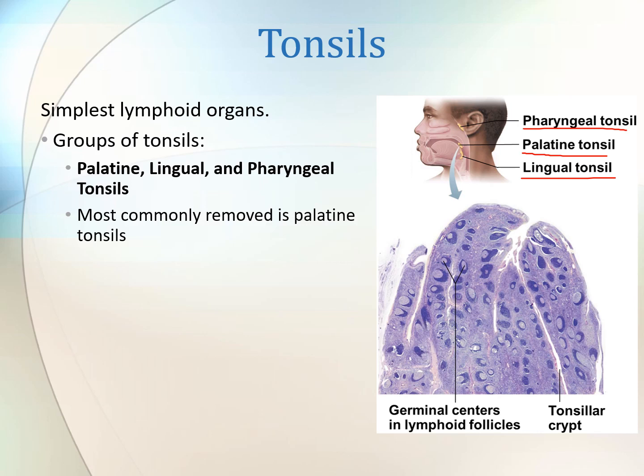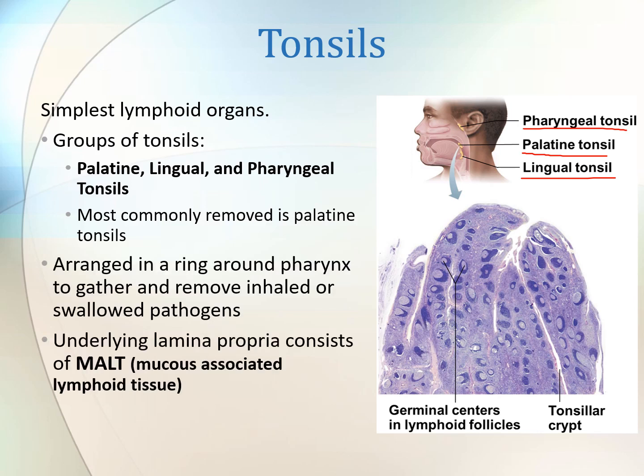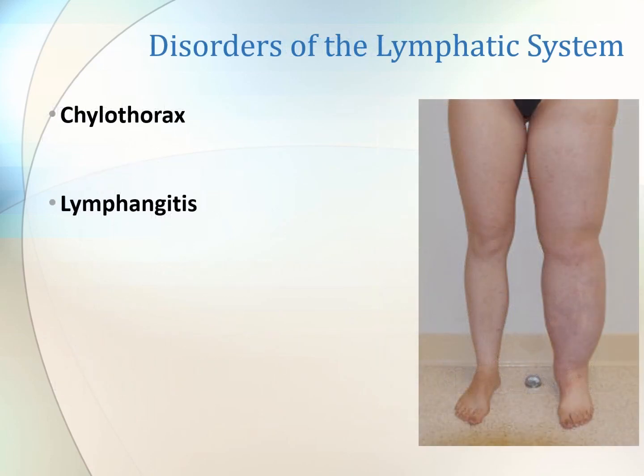And a lot of people get their tonsils removed. People that have constant tonsillitis, right, inflammation of the tonsils, get them removed a lot of the time. The palatine tonsil is the most commonly removed tonsil. Essentially these guys form a ring around the pharynx. So any pathogen that's inhaled or swallowed is going to encounter these tonsils, or these mucus-associated lymphoid tissues. Okay.